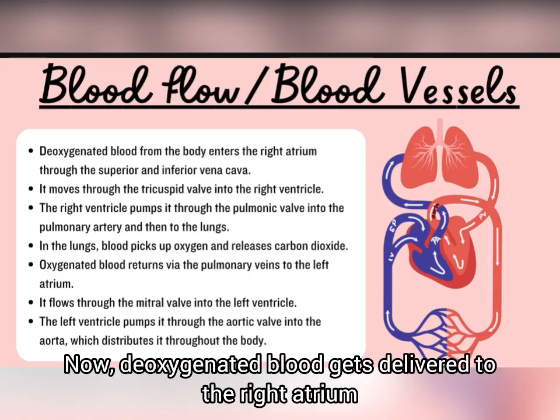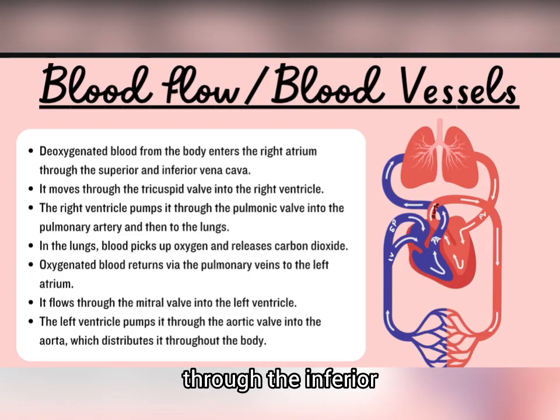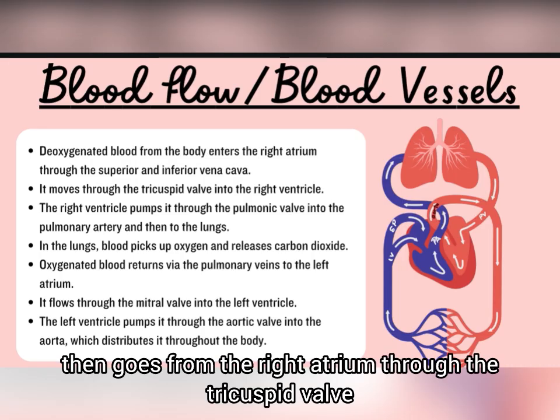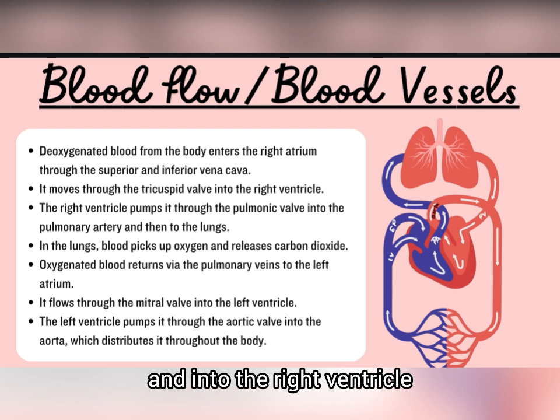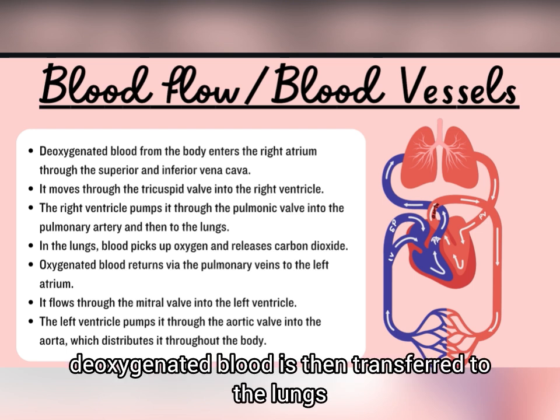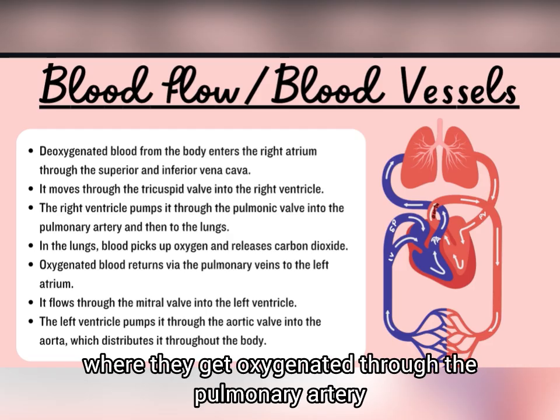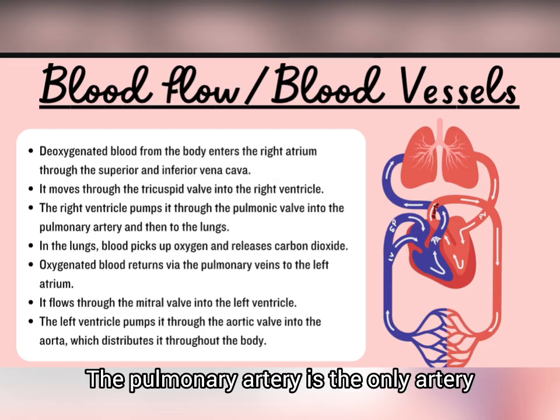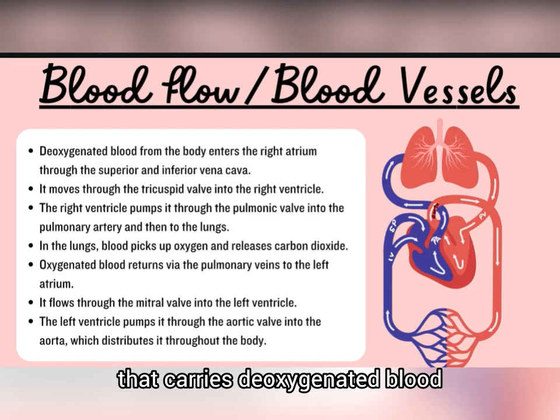Now, deoxygenated blood gets delivered to the right atrium through the inferior and superior vena cava. The deoxygenated blood in the right atrium then goes from the right atrium through the tricuspid valve and into the right ventricle. From the right ventricle, the blood is then transferred to the lungs where it gets oxygenated through the pulmonary artery. The pulmonary artery is the only artery that carries deoxygenated blood.